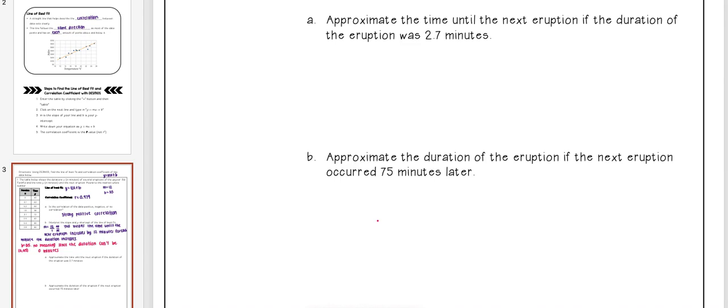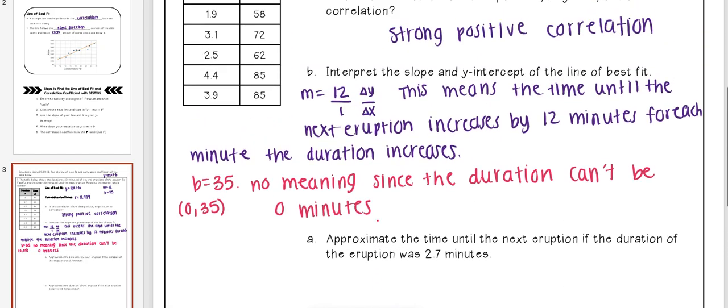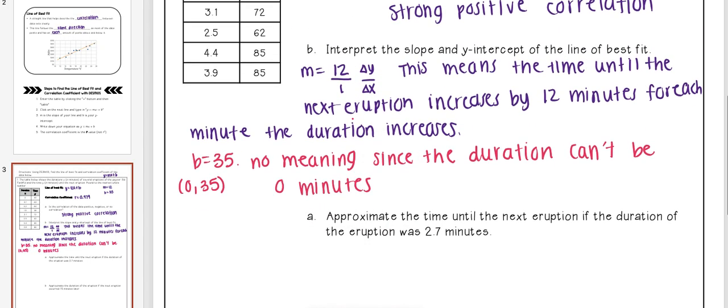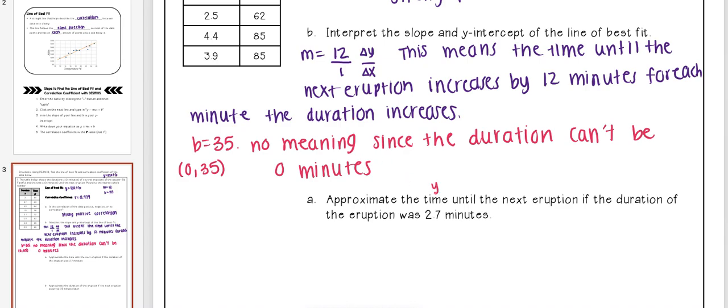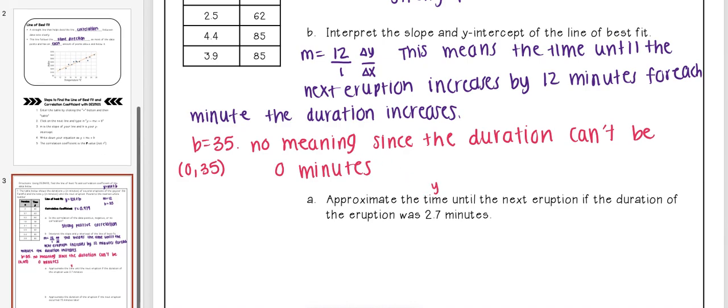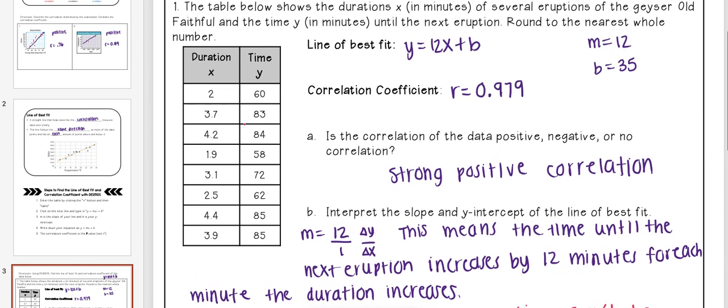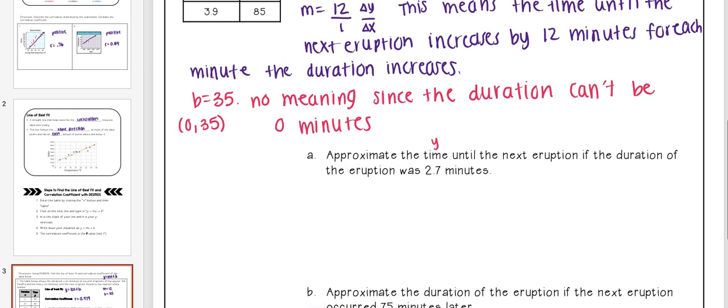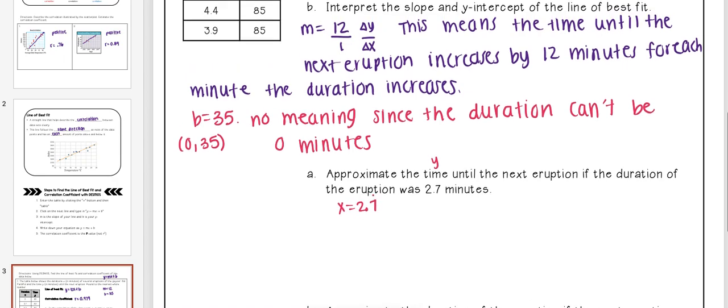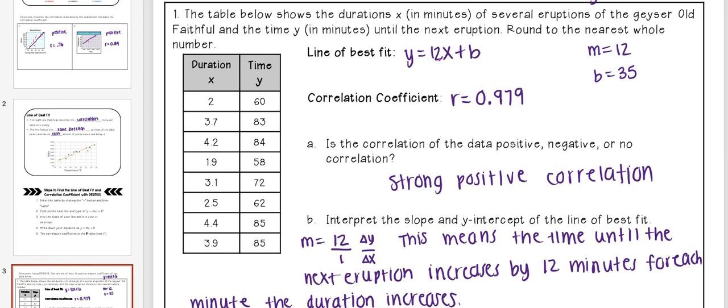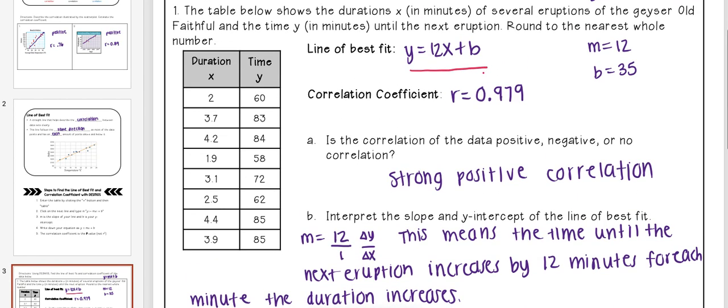Okay, so now for this next part it says approximate the time until the next eruption if the duration of the eruption was 2.7 minutes. So I want to approximate the time, so that is my y value. But I'm told the duration of the eruption was 2.7 minutes. And so the duration is my x. So I know that x is equal to 2.7. So I want to find my y value. So that's where we're going to use our line of best fit. That should have said 35.